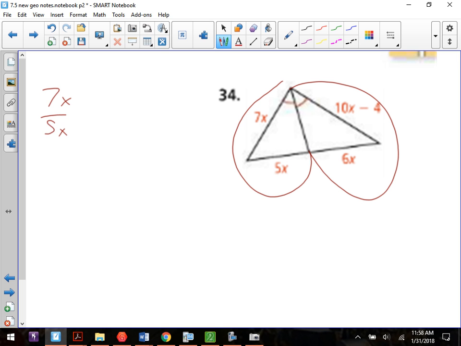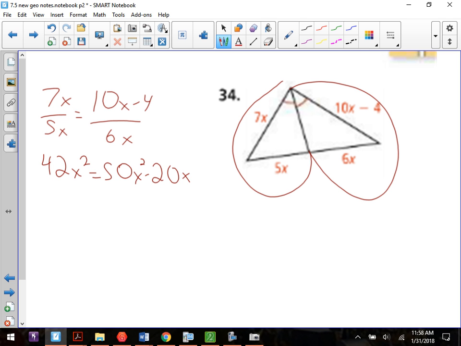7x over 5x equals 10x minus 4 over 6x. When you cross multiply this one, you're going to get 42x squared equals 50x squared minus 20x. Yes, ma'am? Okay, so I switched it, but I got 42x not squared and then 50x squared. You're wrong, because x times x has to be x squared. Okay.